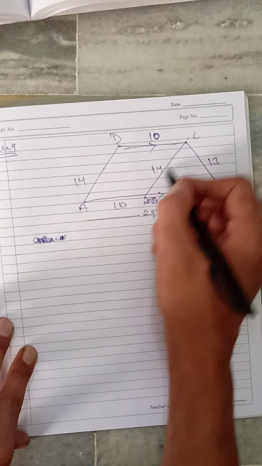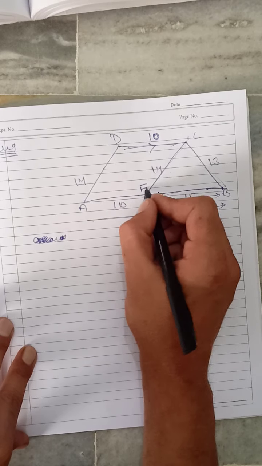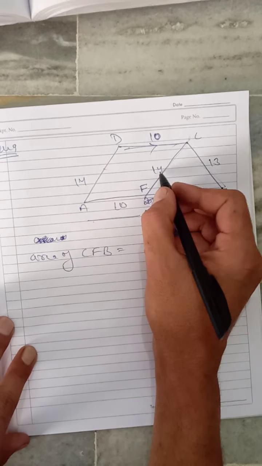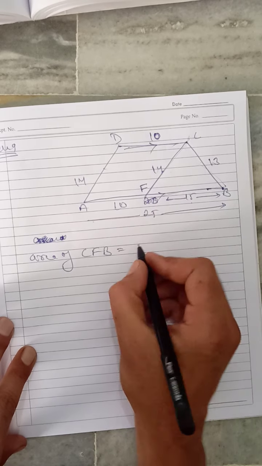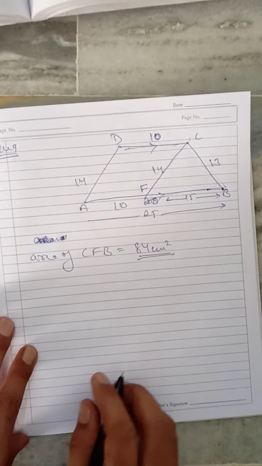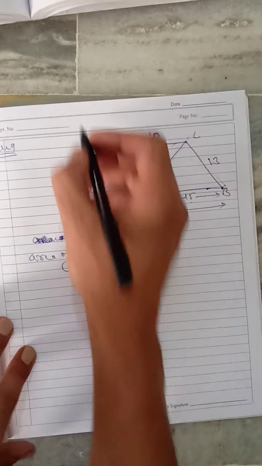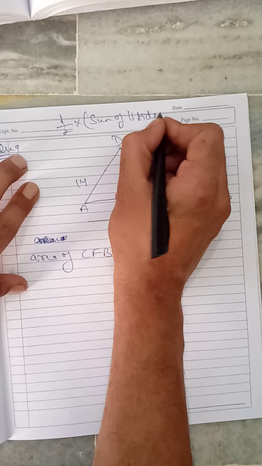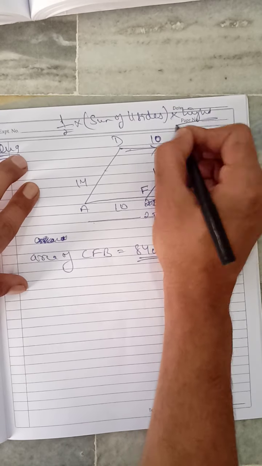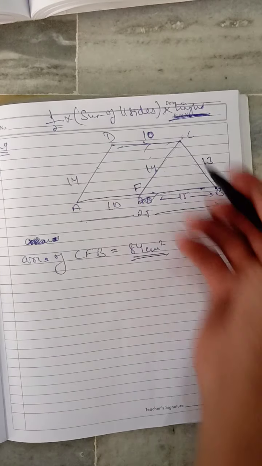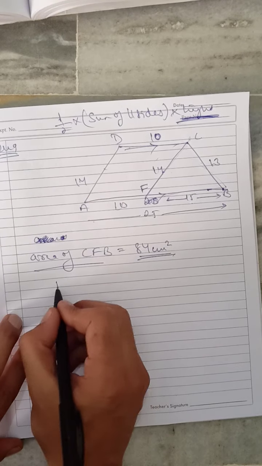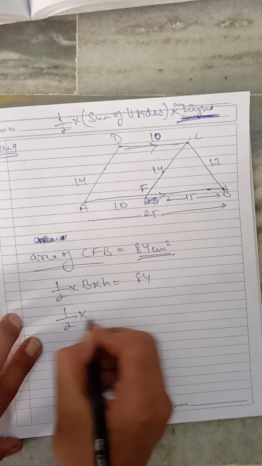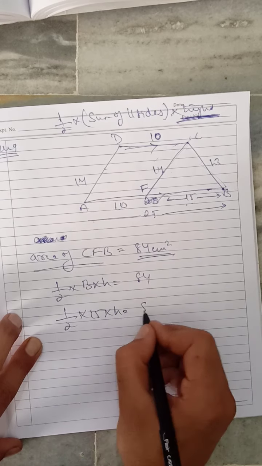Now can you find the area of this triangle? Let this point be F. Area of CFB using Heron's formula 13, 14, 15, the area comes out to be 84 centimeter square. Now to get the area of trapezium, area is half into sum of parallel sides into height. Means we need to get the height. Sum of parallel sides we already have. Height. Area of CFB, half into base into height is equal to 84. Half. Base is given 15. Height you have to calculate.